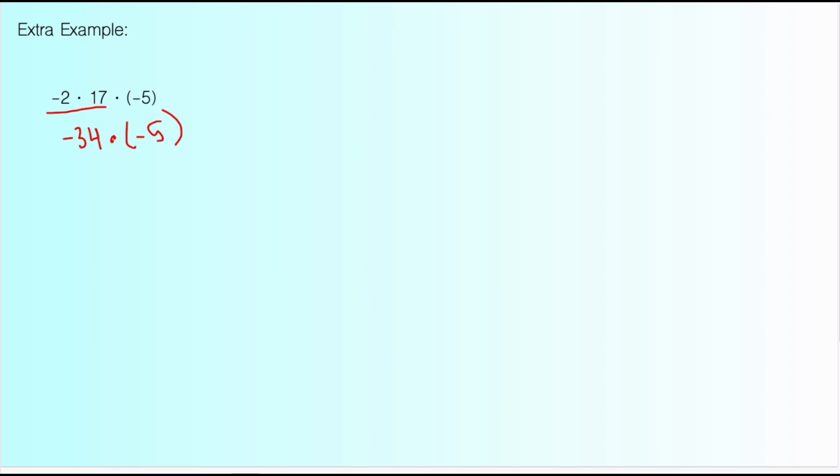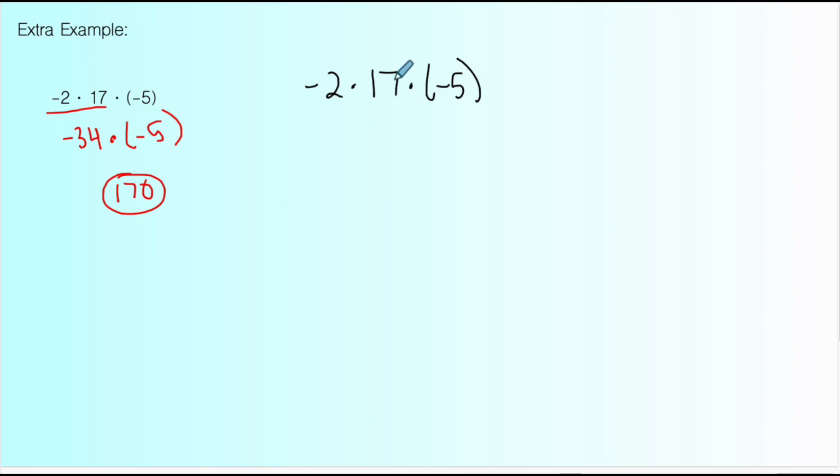Well, a negative times a negative is a positive. So I know my answer is going to be positive, and in this case, 34 times 5 is 170, and it's positive 170.